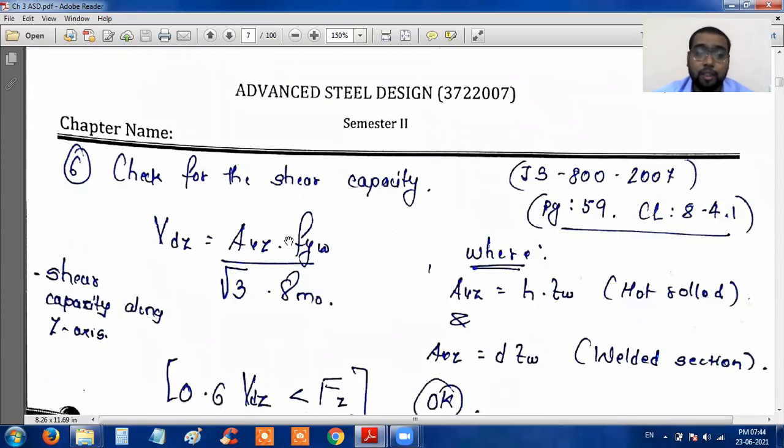Then we will check for the shear capacity. For the shear capacity, IS code 800:2007, page number 59, clause number 8.4.1. The formula is Vdz is equal to Avz into Fy upon root 3 gamma M0. Here Avz is considered as H into Tw, meaning H is the height of a hot rolled section, and Tw is the thickness of the web section. Okay.